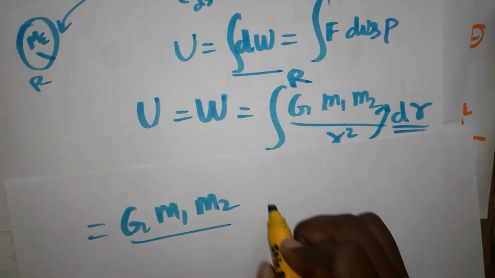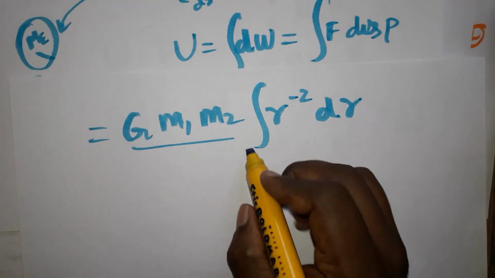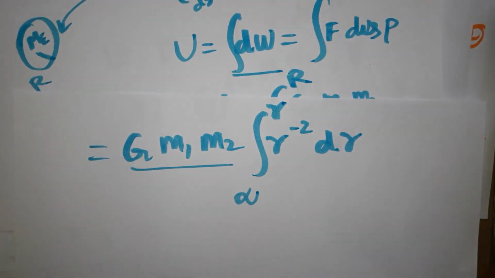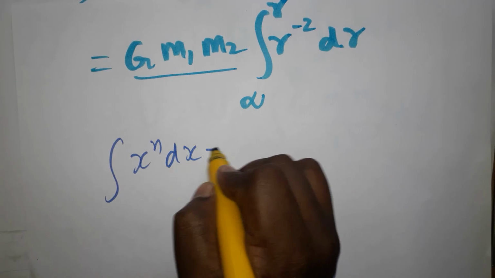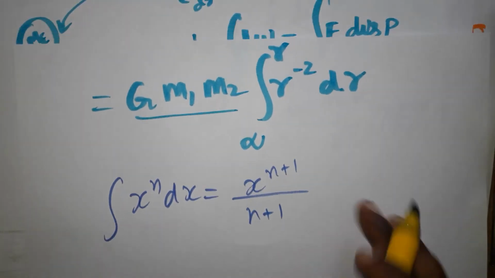I am taking r^-2 dr as the numerator, with the integration limit going from infinity to the surface of the earth. The integration formula: the integral of x^n dx is x^(n+1) divided by n+1. Very simple.